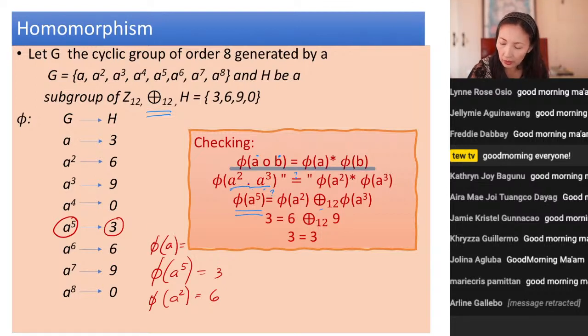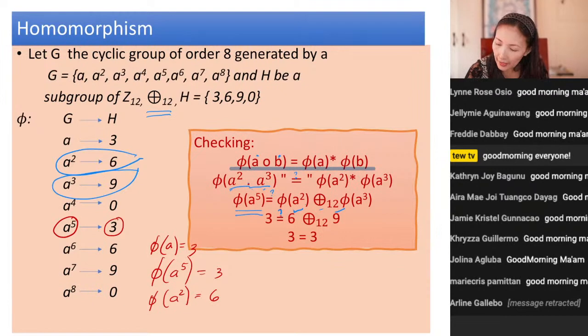It's equal to 3. So let's go back. Phi of A to the fifth from our mapping is 3. Is it equal to this? Okay, let me use blue ink. What is phi of A squared? Phi of A squared is 6. Plus, what is phi of A cubed? Phi of A cubed is 9, so plus 9. So, you now know where these numbers come from, 6 and 9. Now, let's continue.